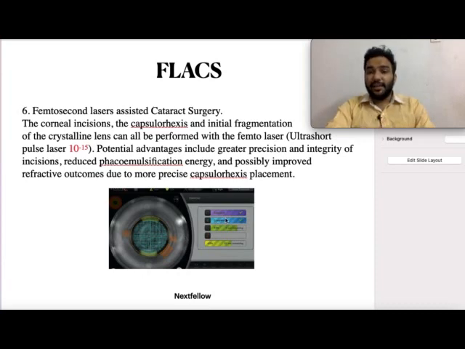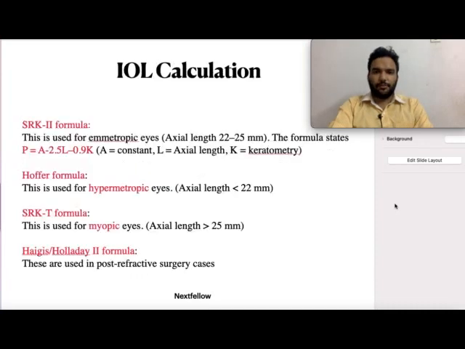This is highly expensive because we need two separate rooms, operation theaters, and then we need the femto laser. Very expensive. Not all the centers have this, but the precision is very good and it's a lot easier for the cataract surgeon. So coming to the IOL calculation, the SRK2 formula is followed in the case of 22 to 25 millimeter of axial length.